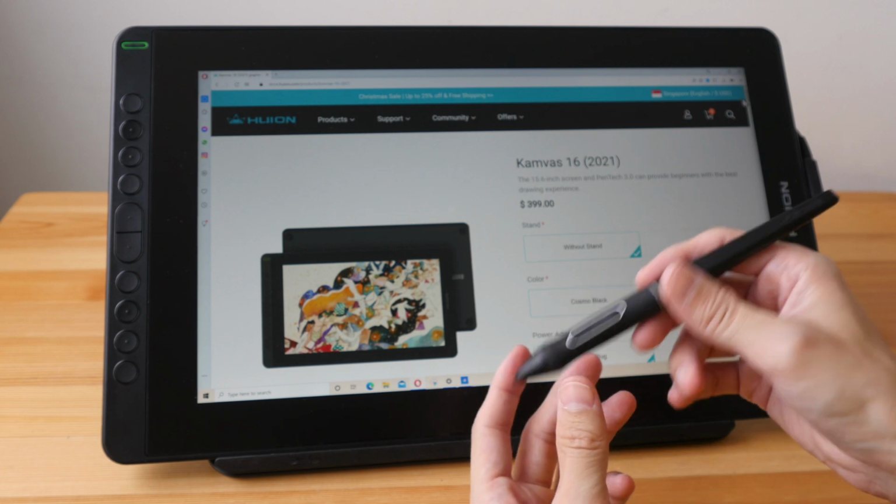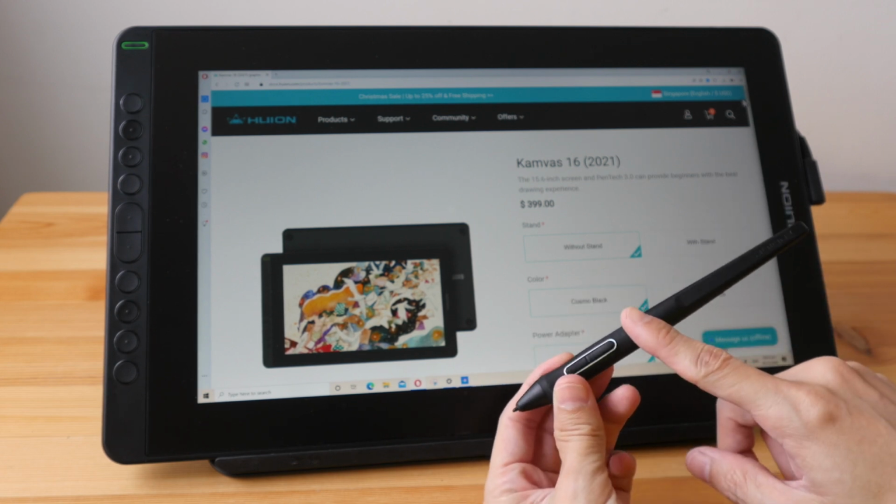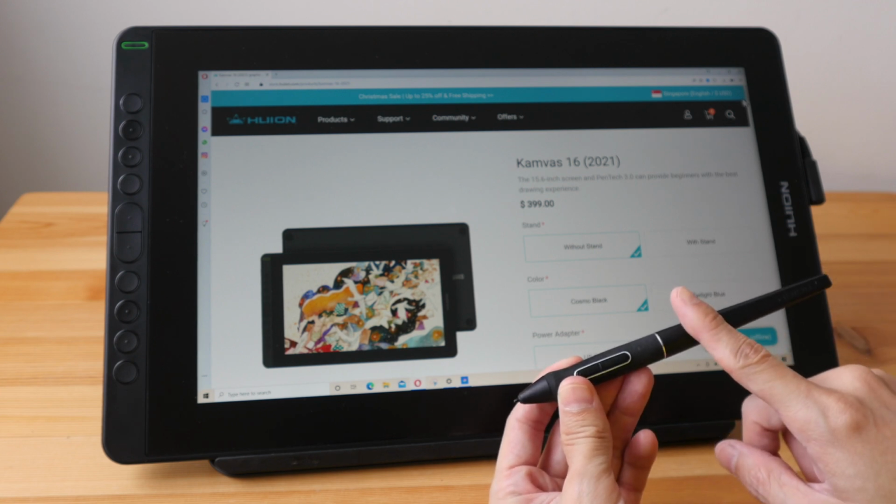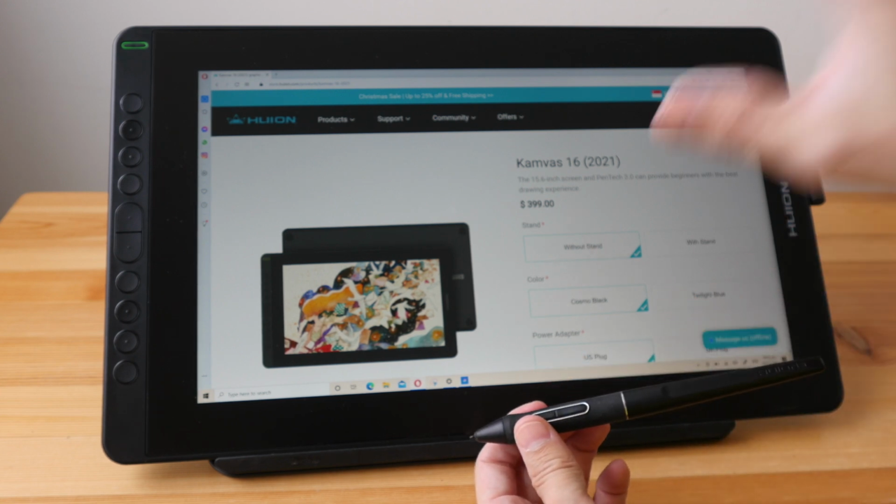So this is the pen performance for the Huion Kamvas PW517. I'm impressed.